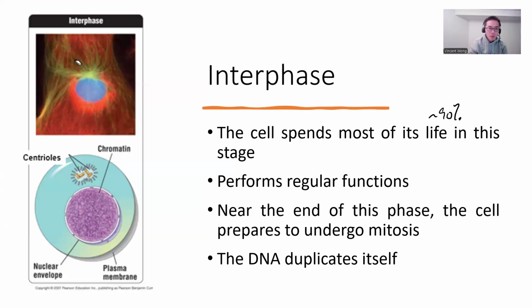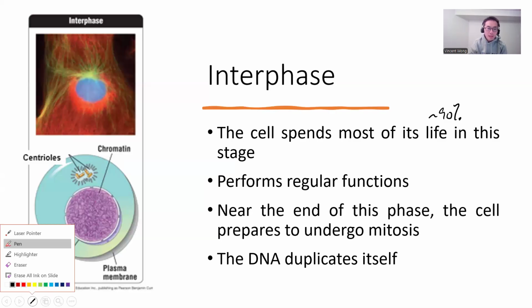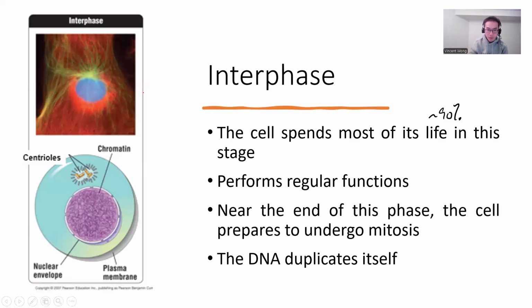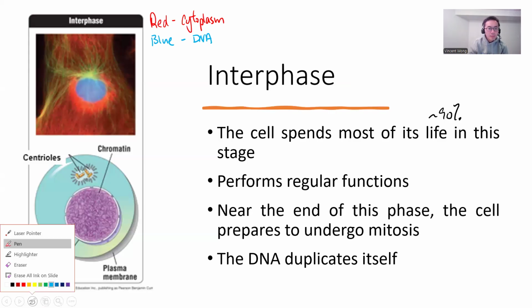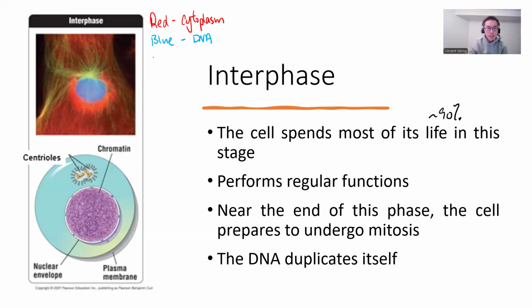So here is an actual picture of a cell that is in interphase, and you can actually stain different parts of the cell with different colors, right? Using various techniques. And I just want you to know what you're looking at. So the red is basically the cytoplasm, and the blue is the DNA, basically, which of course is in the nucleus right now. And we have the greenish yellow stuff.